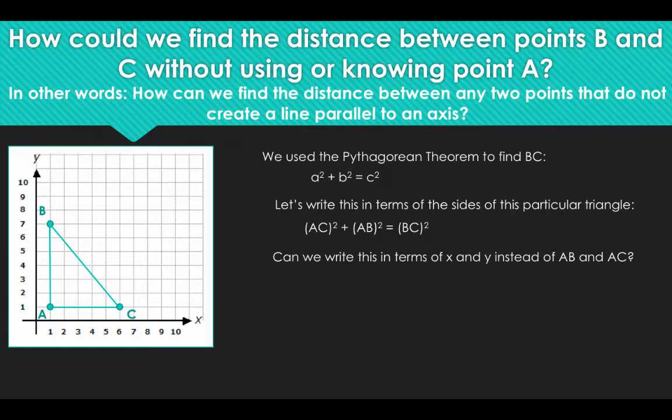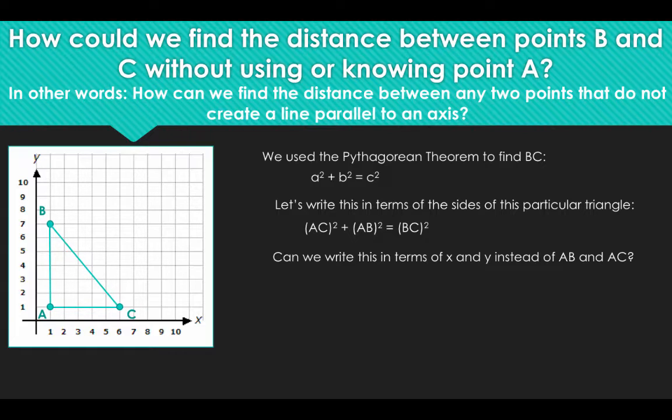Well, if we think about it, the distance from A to C, we counted the X coordinates. We counted how many X coordinates we moved to get from A to C. And it ended up being 5. Another way to look at this, instead of counting it, is C is at 6 and A is at 1. So if we subtracted 1 from 6, so if we did 6 minus 1, that would have given us 5, which was the distance.